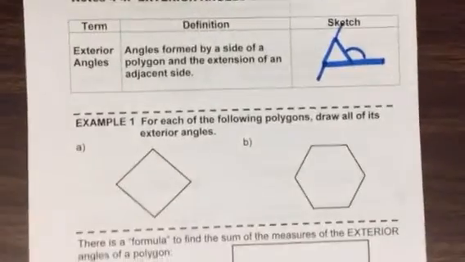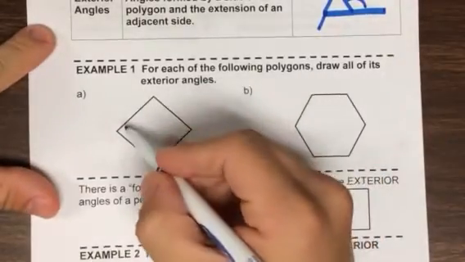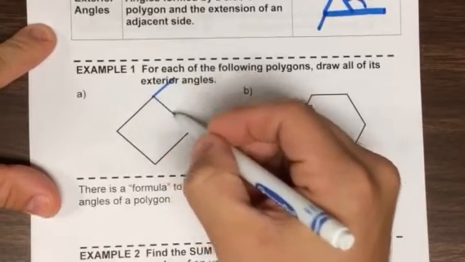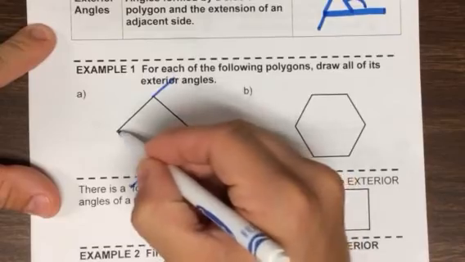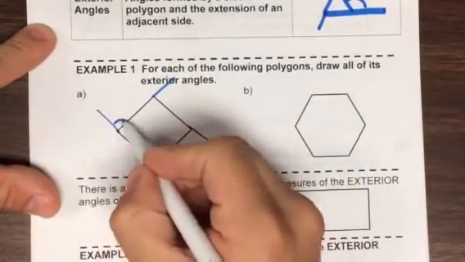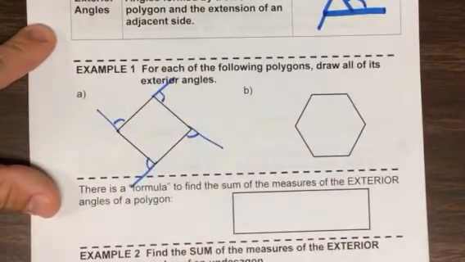Okay, looking down at example 1. For each of the following polygons, draw all of its exterior angles. So as we're doing this, we're going to draw all the exterior angles and we're just going to work around the shape. So if I want to extend one line, I'm going to extend this line out, and then I'm going to start from there and extend out again, and again. This is a quadrilateral, therefore we've got 1, 2, 3, 4 exterior angles.